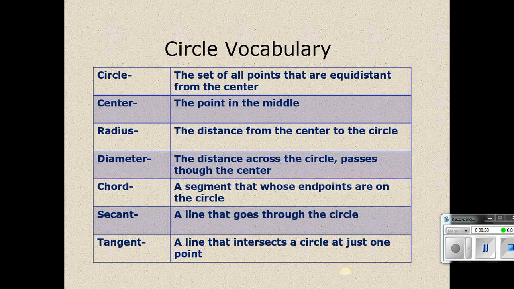The next three might be new to you. So a chord. A chord is a segment whose endpoints are on the circle. A secant is a line that goes through the circle. And a tangent is a line that intersects a circle at just one point. Now, these definitions need to go in your notes. And we are going to take a look at the visual of these on the next slide. So if the definitions aren't really making sense to you, you're going to see a visual now.